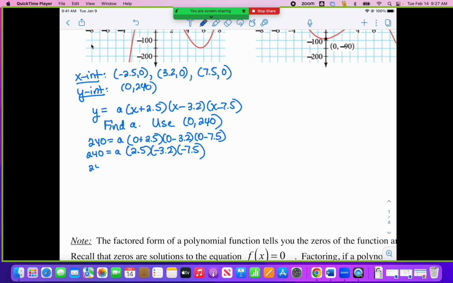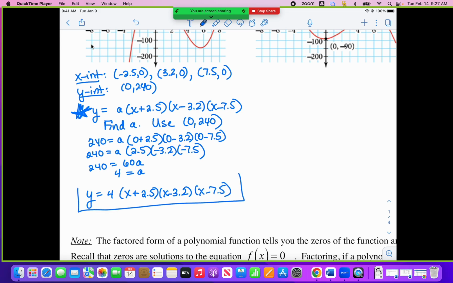All right, so I'm getting 240 equals, now it's a positive 60a, so a is 4. Now here's my equation. You're going to plug it back into this one up here, where I put a star. There's your equation. Do you remember we did this with quadratics in our quadratic unit? All you're doing is taking this up a level. We can do this with cubics, quartics, quintics. We can do this with any higher powered polynomial.